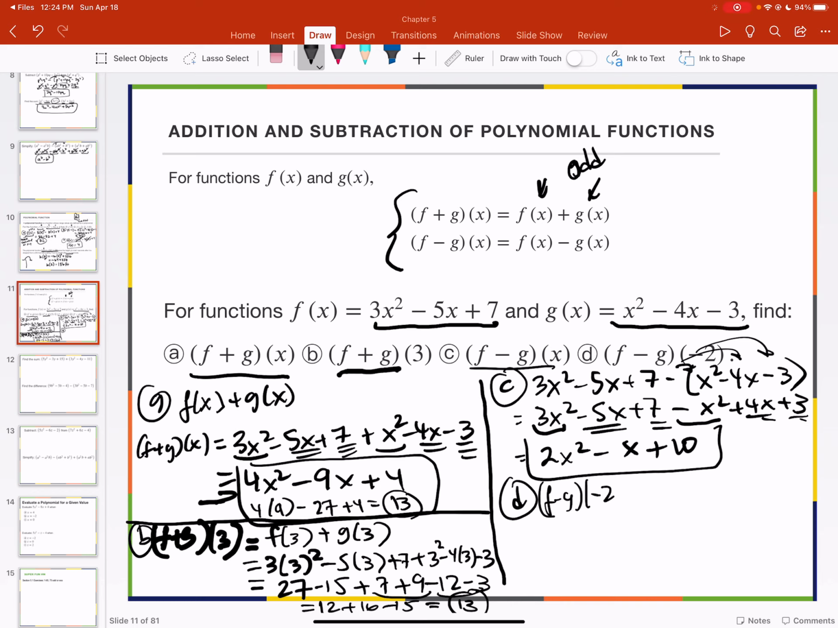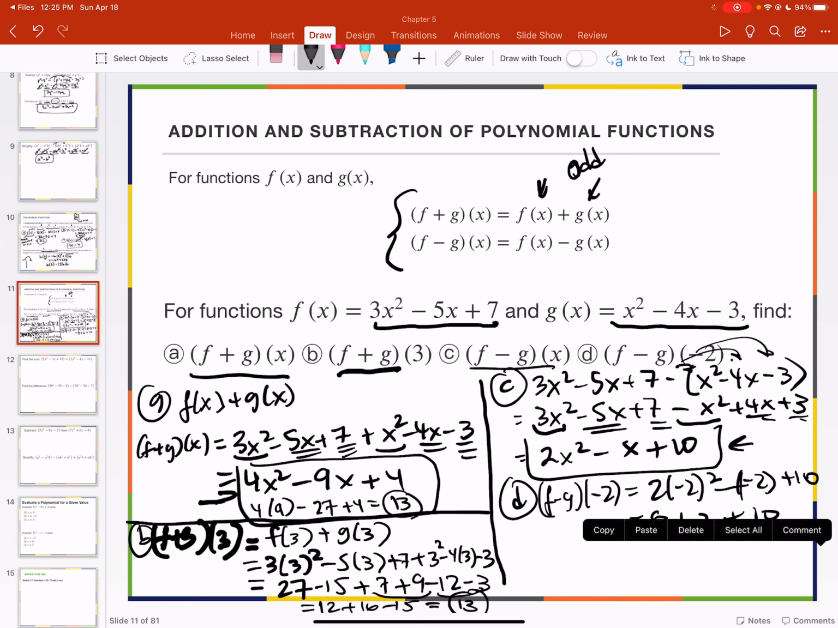F minus G of -2 is going to equal, I'm going to put -2 in here, 2 times -2 squared minus -2 plus 10. So then that's going to equal 4 times 2 is 8. This becomes a plus 2, sorry, plus 2 plus 10. So then that's just going to be a total of 20. Okay.